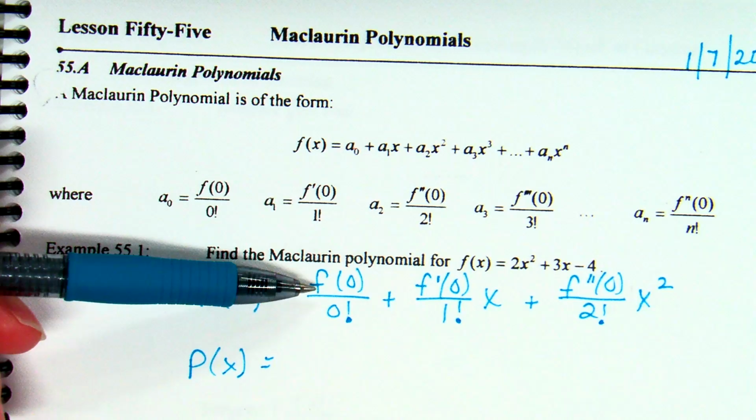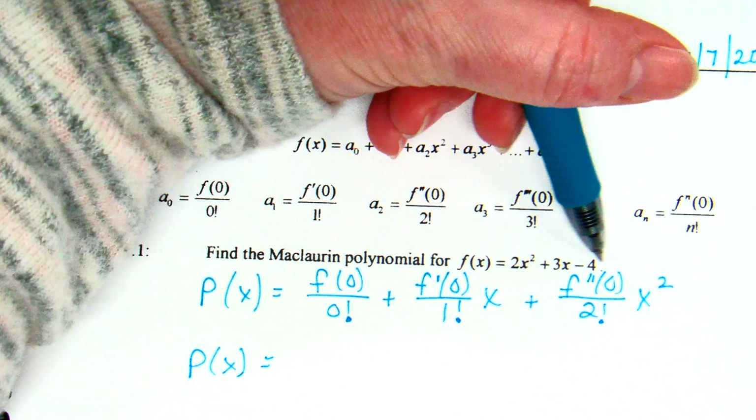Why negative 4? Yeah. F of 0 means you're taking the function you were given and plugging 0 in. So 2 times 0 squared plus 3 times 0 minus 4. So 0 plus 0 minus 4. So that's negative 4 divided by 0 factorial. 0 factorial by definition is 1.